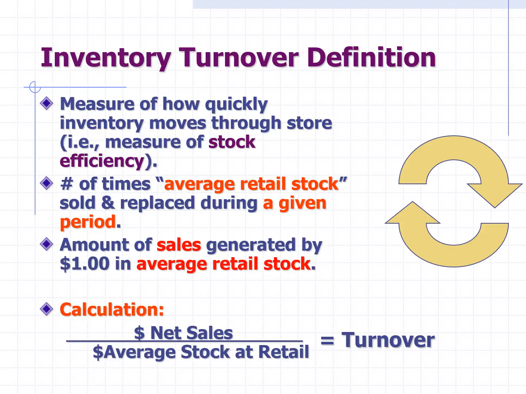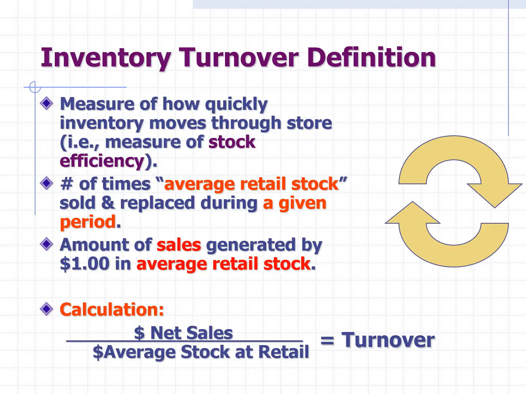Another way of understanding turnover is to interpret it as the amount of sales dollars that is generated by $1 invested in the average retail stock. This interpretation directly comes from the formula that we use to calculate turnover, which is given at the bottom of the slide. Turnover equals net sales divided by average retail stock, average stock at the retail value.